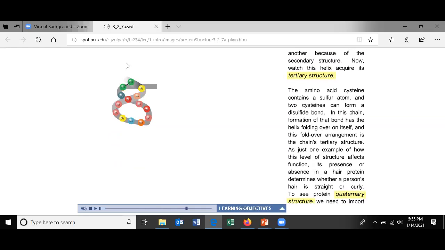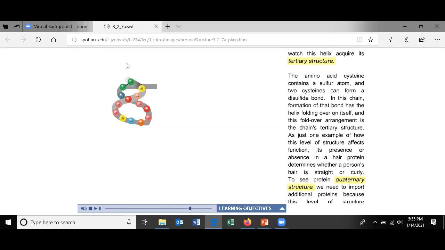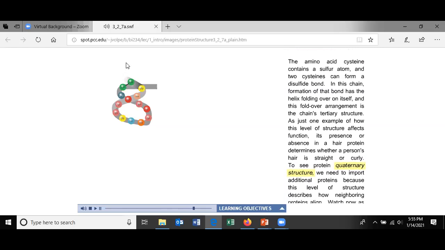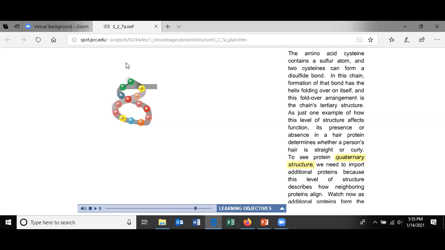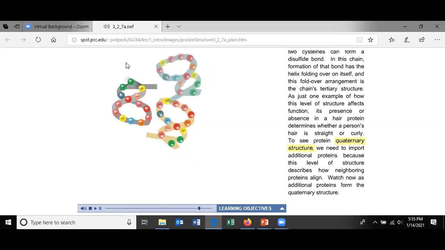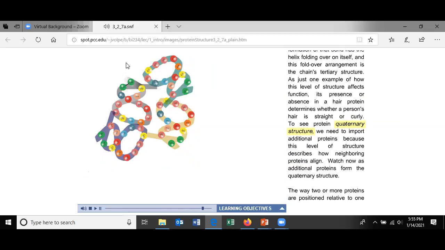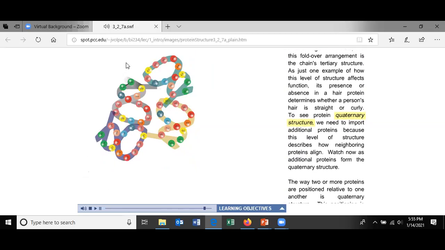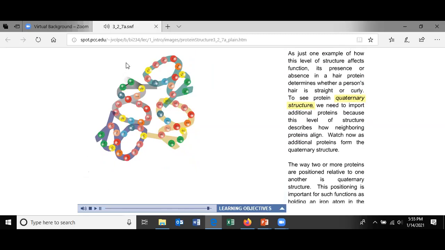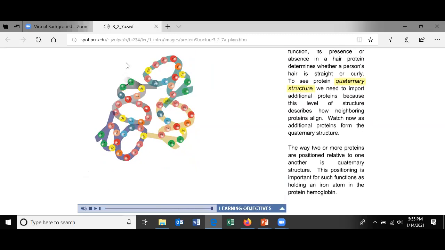To see protein quaternary structure, we need to import additional proteins because this level of structure describes how neighboring proteins align. Watch now as additional proteins form the quaternary structure. The way 2 or more proteins are positioned relative to one another is quaternary structure. This positioning is important for such functions as holding an iron atom in the protein hemoglobin.